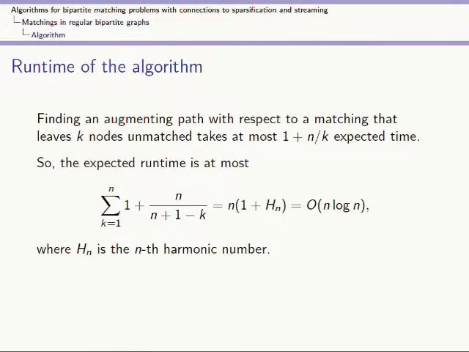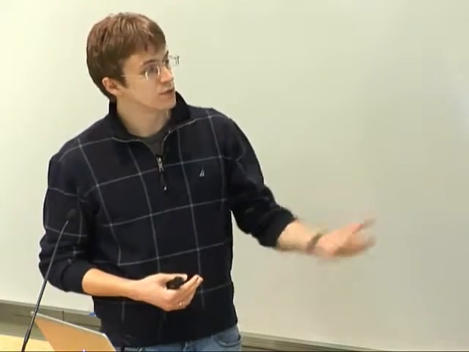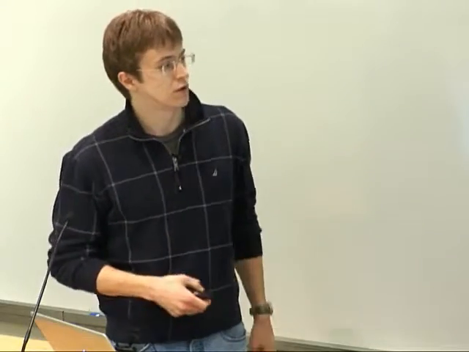Now it's easy to get the runtime analysis because we simply have n steps, and each step takes expected time at most 1 plus n over k. So the runtime is bounded by the summation of these quantities from 1 to n, and that is exactly n times 1 plus the harmonic number of n. That's order n log n.